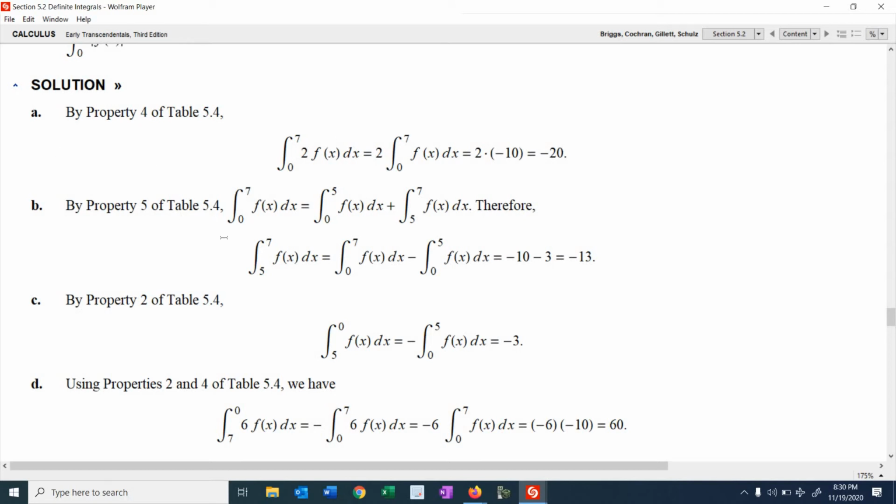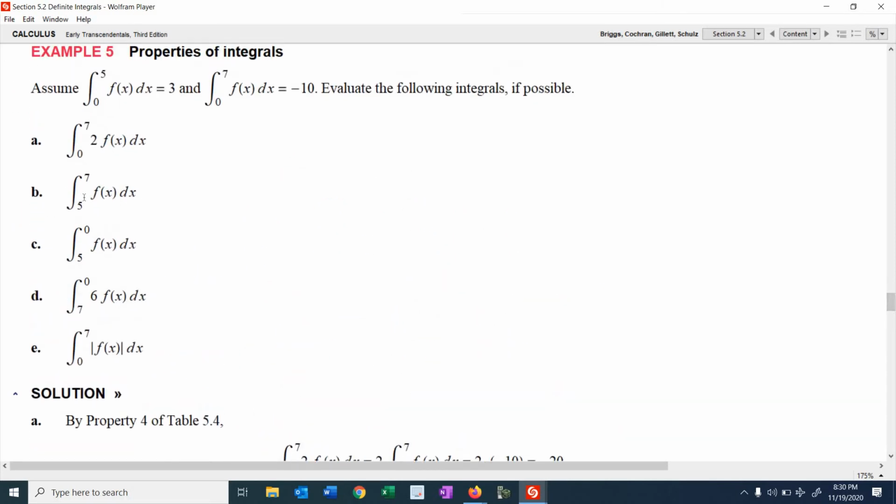Okay, part B, we're supposed to find the definite integral from 5 to 7. Notice we're not given that information. We're only given these two pieces of information. We know it from 0 to 5 and 0 to 7, but we don't know it from 5 to 7.